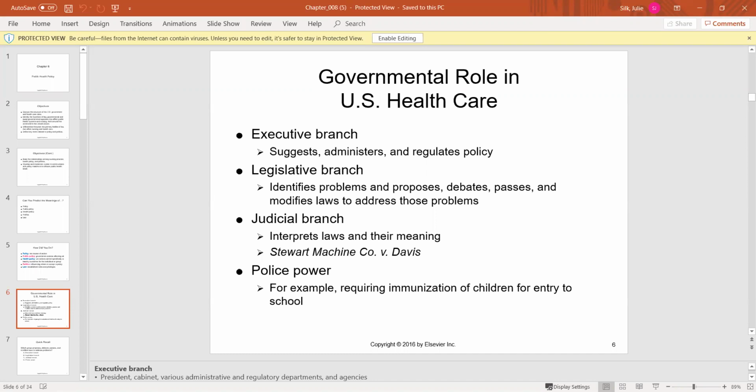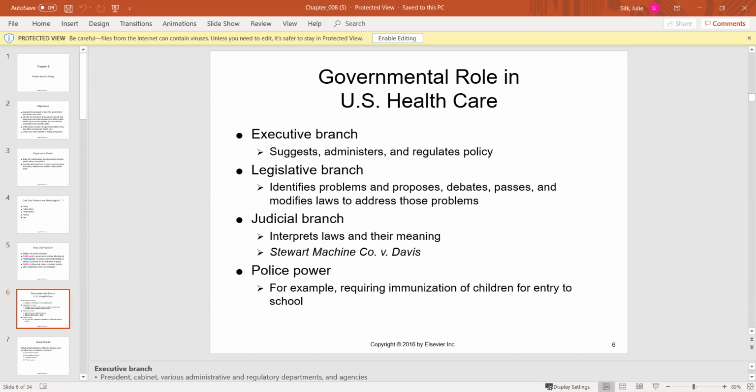The legislative branch would be your Senate and your House of Representatives, right? So these guys identify problems and they propose, debate, pass, and modify laws to address those problems. So like say, there was a gun issue, that's a hot topic in Congress right now. With all of the different people getting shot up all the time in these different gun incidents in the United States, there's always debates on the Congress floor about what we should do to fix that. So sometimes people try and pass different laws regarding that.